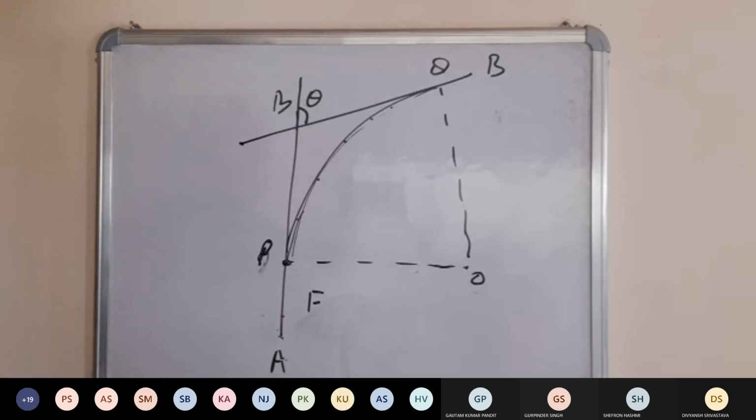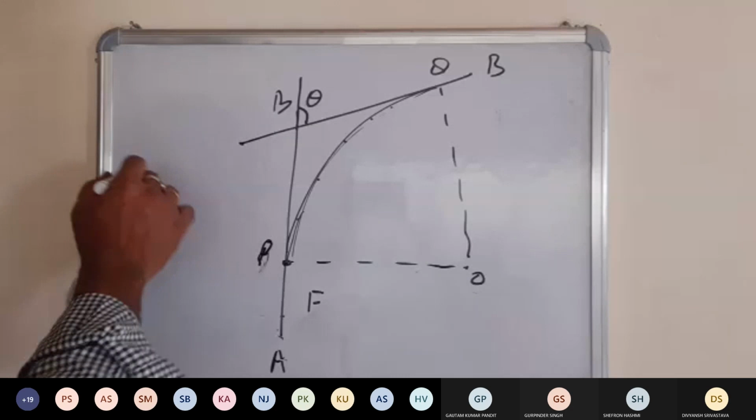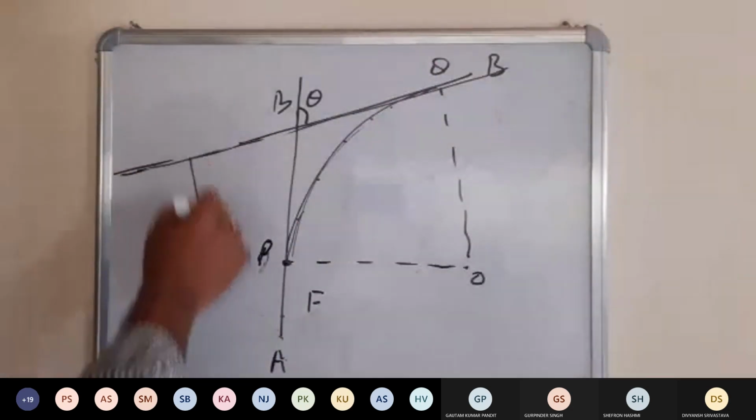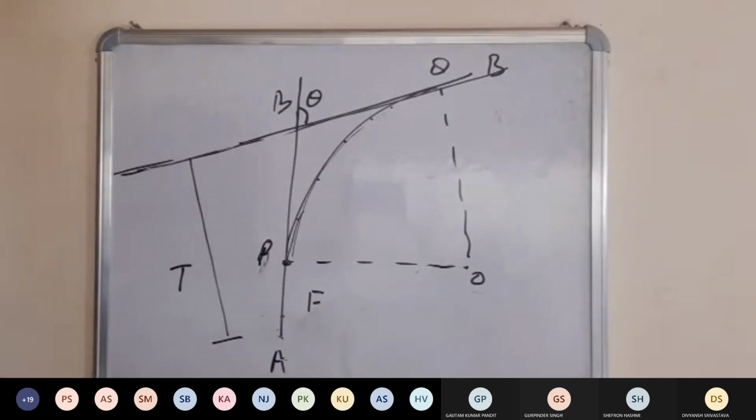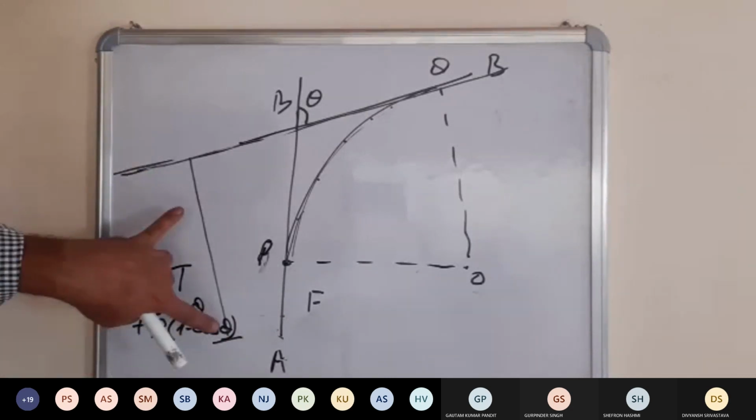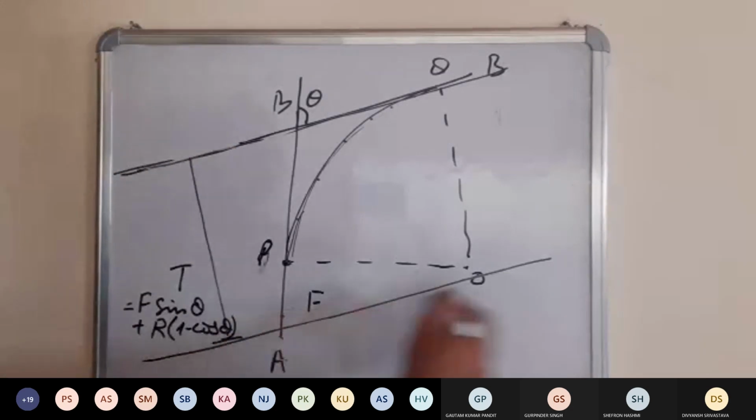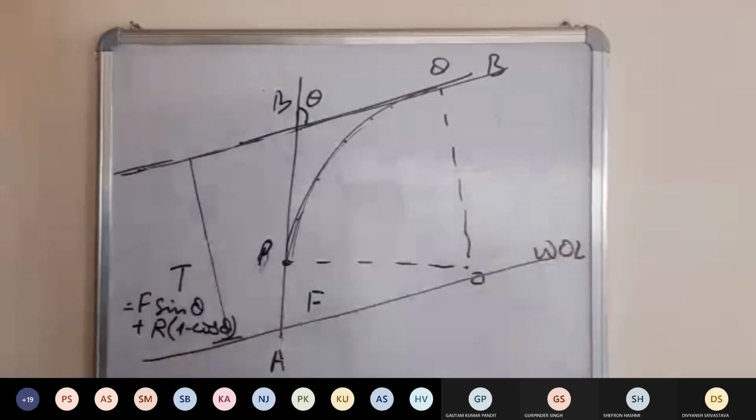So what we do, we draw a parallel line from the final course. This is the final course. At a distance away, which is T, given by F sin theta plus R into 1 minus cos theta. At a distance away from here, we calculate this value and we draw a line like this, parallel to final course, another line which we are calling wheel over line.